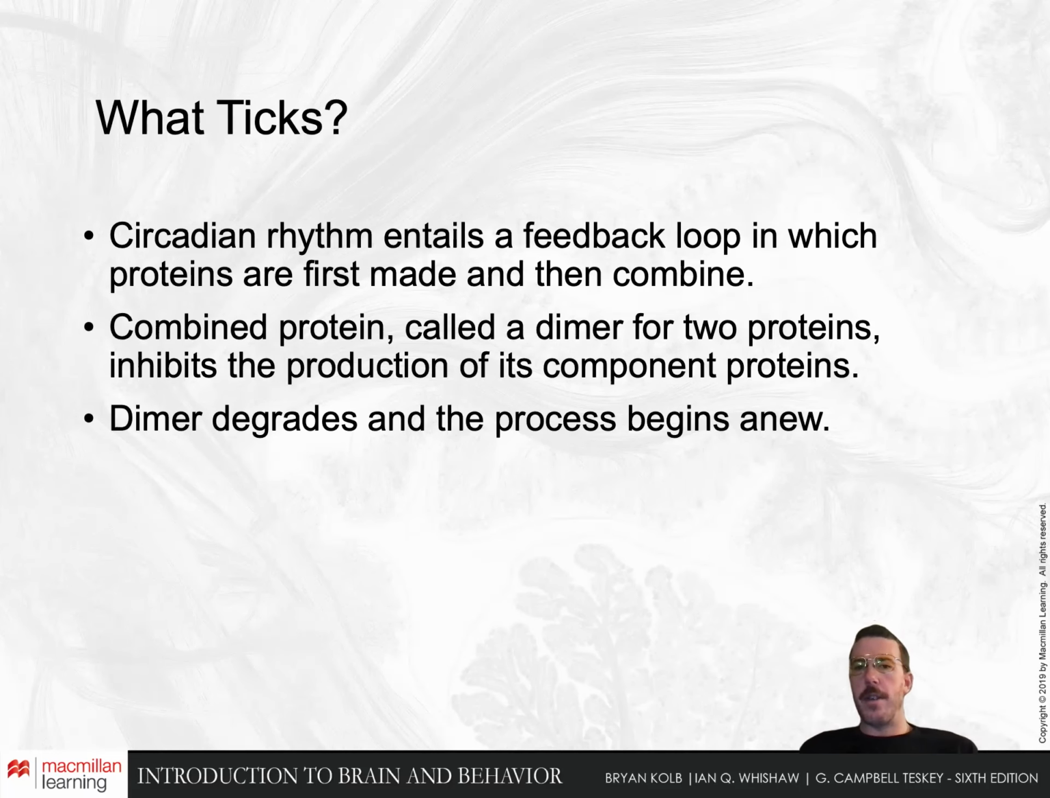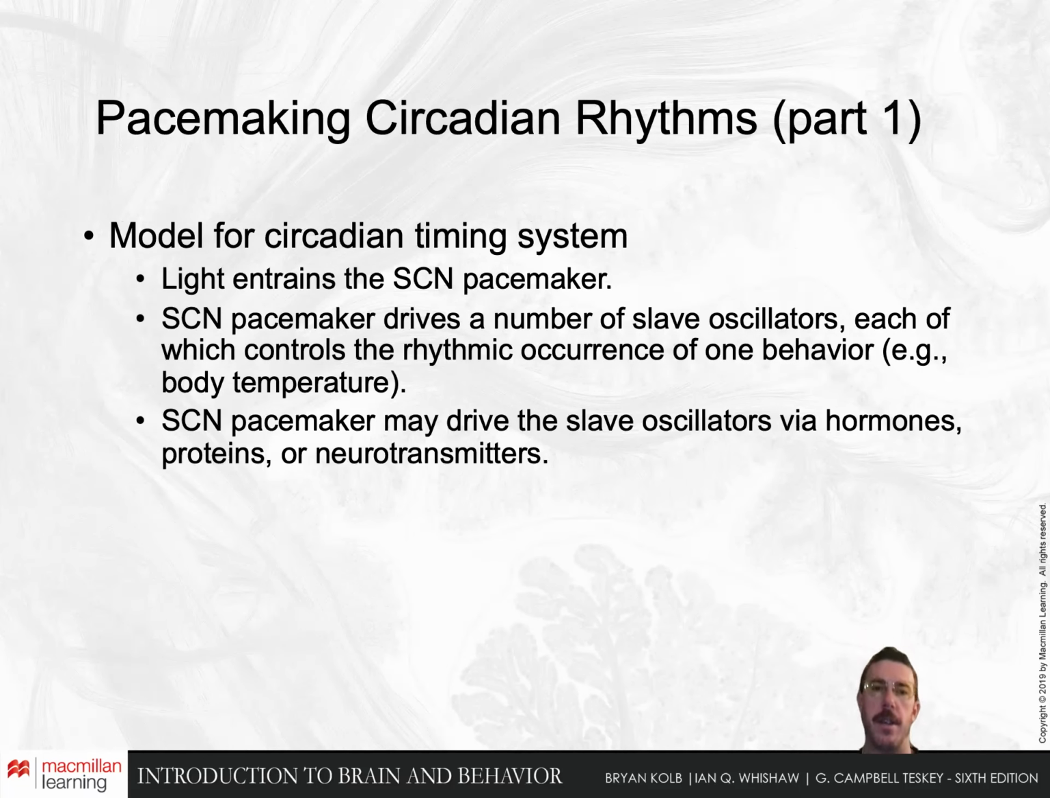And so there's a textbook image about this showing the proteins being produced and then combining and then inhibiting their production and then degrading. So how can we think of this timing system? We can think the light entrains the suprachiasmatic nucleus. The suprachiasmatic nucleus then entrains a number of slave oscillators, each controlling their own behavior, one single behavior like body temperature, for instance.